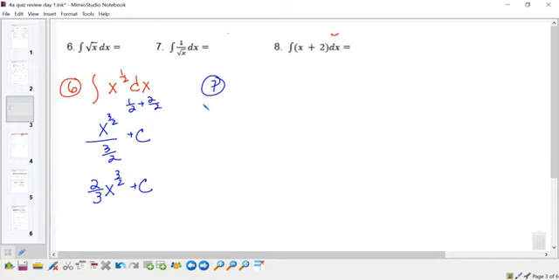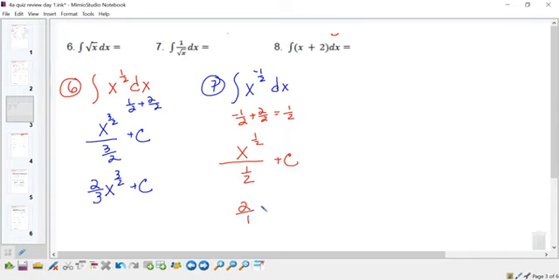For number 7, to take the antiderivative, I can't have the x in the denominator, so I'm going to change the power to 1/2 and it's negative to pull that out of the denominator. Now I can do the power rule, add 1. I've got x to the 1/2 divided by 1/2. Dividing by a half is the same thing as multiplying by 2. And let's rewrite that as a square root.